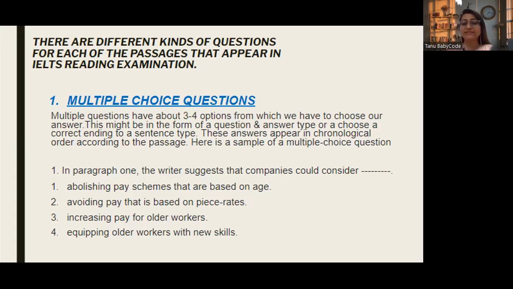You can see on my screen a sample of a multiple choice question. In para 1, the writer suggests that companies should consider. What they are asking you is what the writer suggests the company should consider. There are 4 options, and you have to select one option. So this is called multiple choice. You have to read your passage, and then finalize which is your correct option. Multiple choice means you have multiple choices, but you have to select the one correct answer.